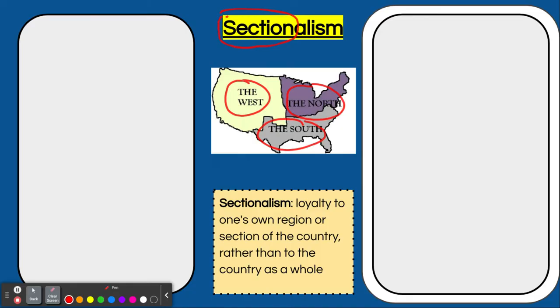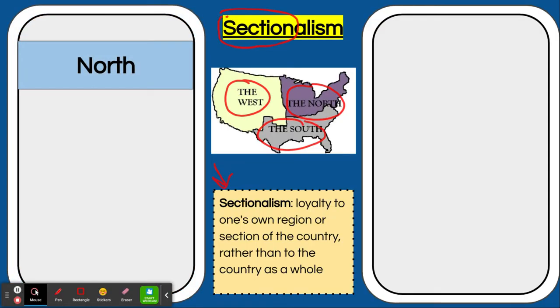And so if you look here at the definition of sectionalism, it says that it's a loyalty to one's own region or section of the country rather than the country as a whole. So that means if you were a Southerner, you were more in line to support Southern ideas than the ideas of the United States. And so with that, it's hard to have a United States when there's that kind of thinking in the country.